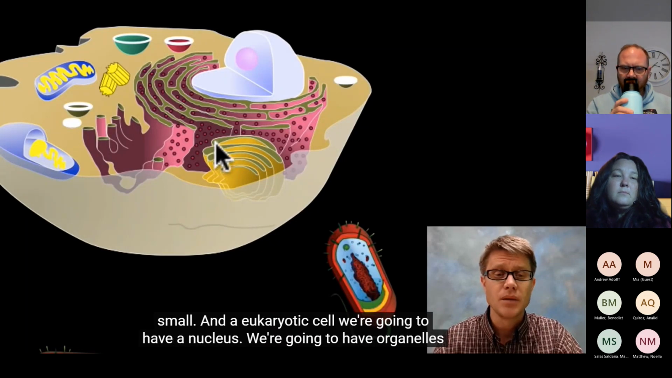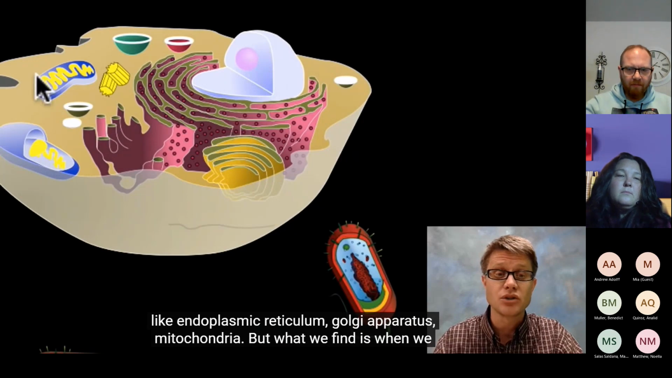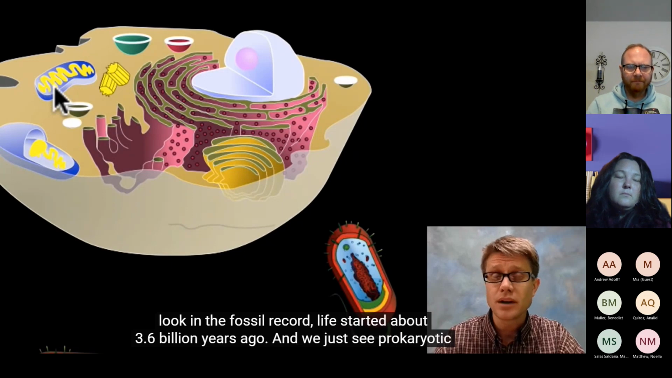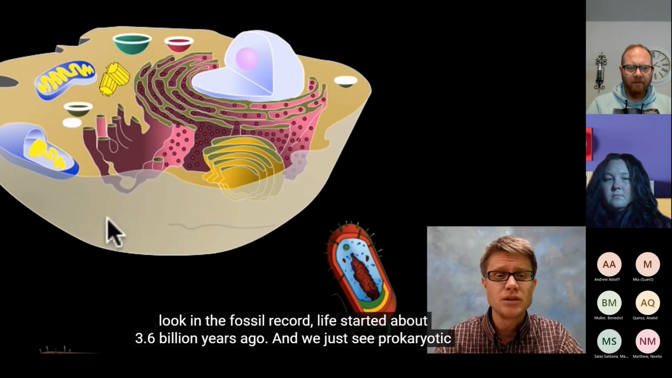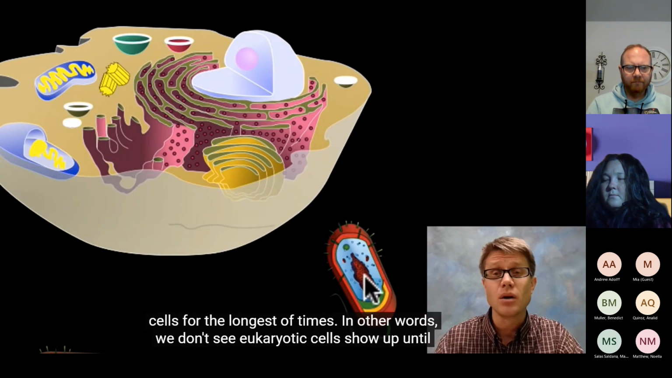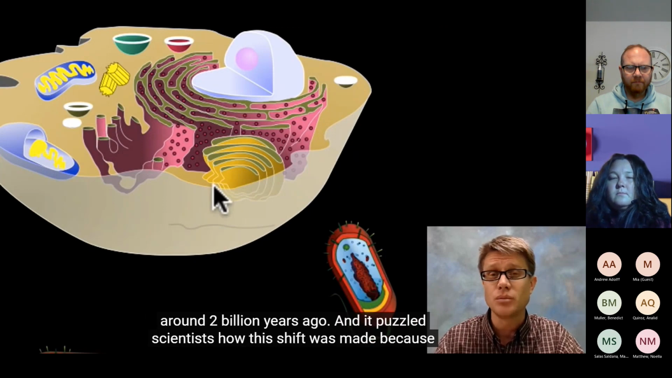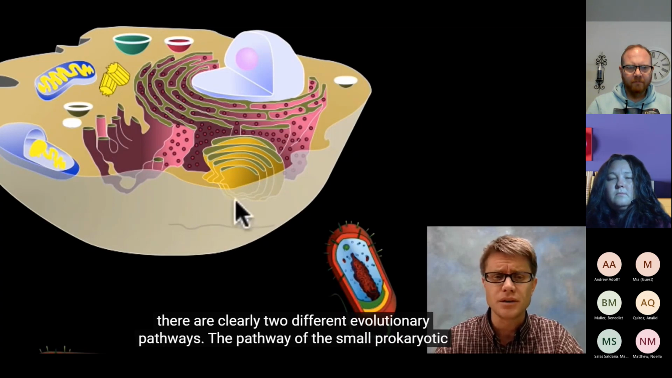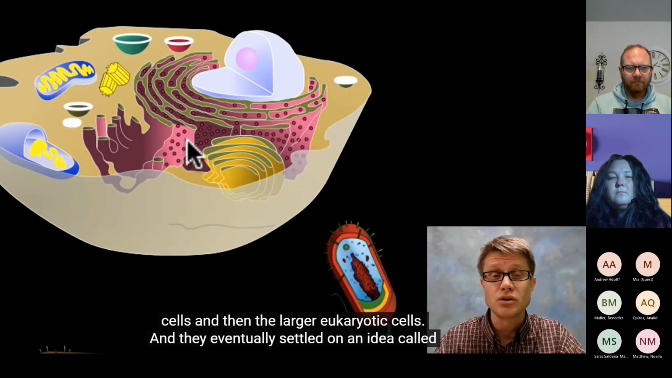In a eukaryotic cell, we're going to have a nucleus. We're going to have organelles like endoplasmic reticulum, Golgi apparatus, mitochondria. But what we find is when we look in the fossil record, life started about 3.6 billion years ago, and we just see prokaryotic cells for the longest of times. In other words, we don't see eukaryotic cells show up until around 2 billion years ago. And it puzzled scientists how this shift was made because there are clearly 2 different evolutionary pathways. The pathway of the small prokaryotic cells and then the larger eukaryotic cells.